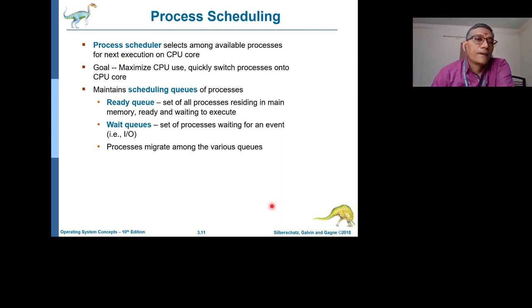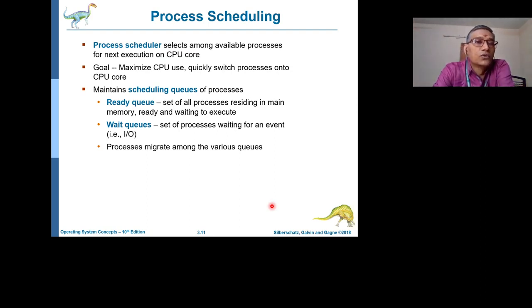Process scheduling. Whenever there are n number of processes in the ready queue, a scheduling mechanism should be implemented for getting the attention of the CPU, that is, which process may get the attention of the CPU. The process scheduler selects among the available processes for the next execution on a CPU core.